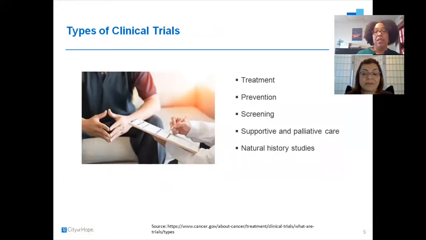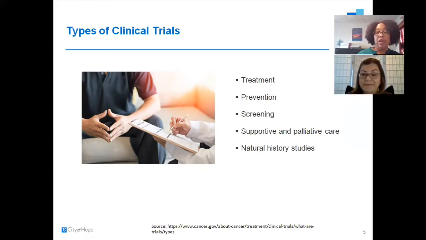So what are the types of clinical trials? There are treatment trials, prevention, screening, supportive and palliative care, and natural history studies. So each type of trial is designed to answer a different research question and will help researchers learn things that will help people in the future.